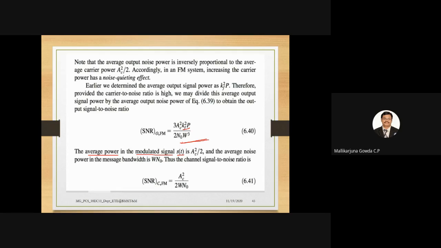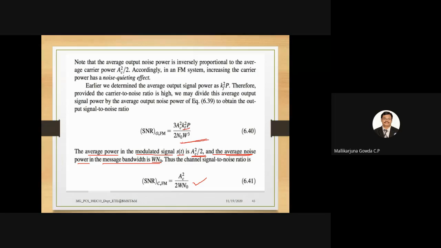As I said, the modulated signal is FM, right? So that is A_c cosine of 2 pi f_c t plus phi of t. Its average power will be A_c squared by 2. So this is the average power of the modulated signal. Then the average noise power in the message bandwidth is equal to W N0. The ratio of these two will give the channel SNR, that is A_c squared by 2 divided by W N0. So I can write it as A_c squared by 2 W N0 as the channel signal to noise ratio of the FM receiver.